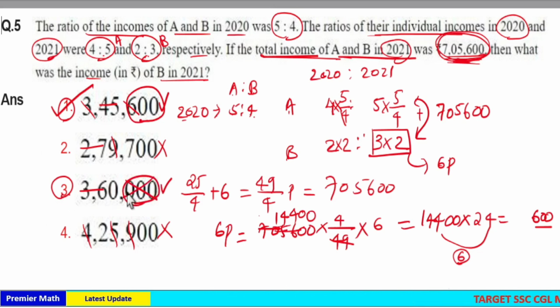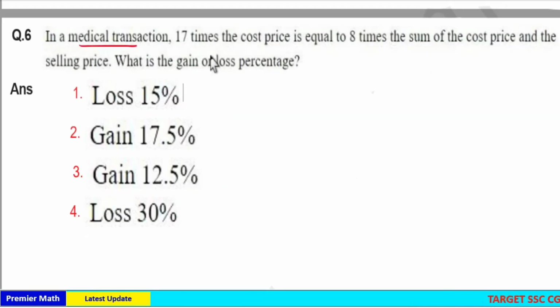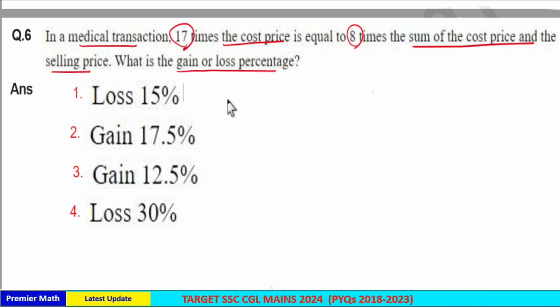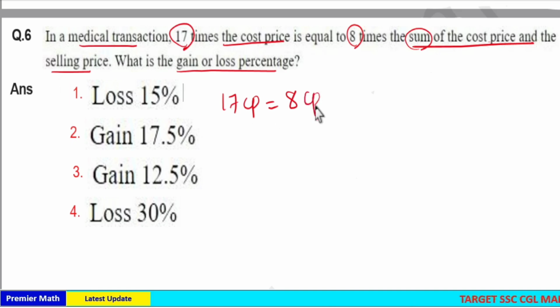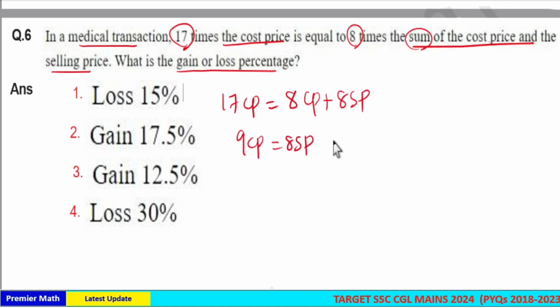Option 3 eliminated. In a market transaction, 17 times the cost price is equal to 8 times the sum of cost price and selling price. What is the gain percentage or loss percentage? Here 17 times cost price is equal to 8 times the sum of cost price and selling price. So 8 CP plus 8 SP. Now 17 minus 8 is 9 CP is equal to 8 SP. So from this the CP by SP ratio is equal to 8 by 9.